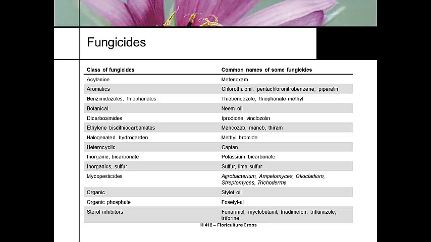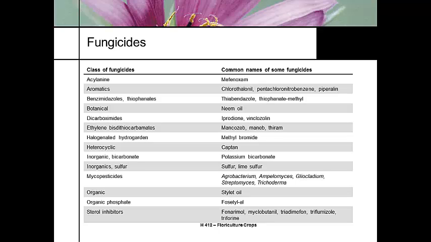One of the things that's important to know about controlling diseases is understanding what the fungicides are that we're going to use. Now, I don't expect you to memorize all these classes of fungicides. These are called families. And some of the families, such as our aromatics, these are chlorothalonil, piperlin, pentachlorobenzenes. These are typically fungicides. In other words, they kill the fungus.